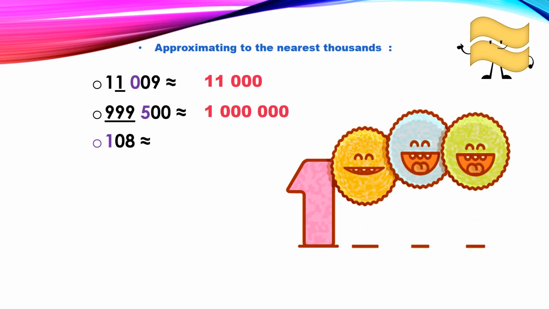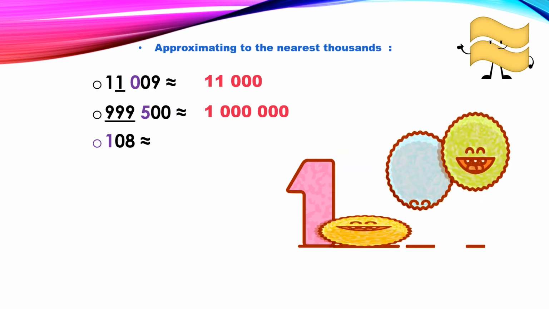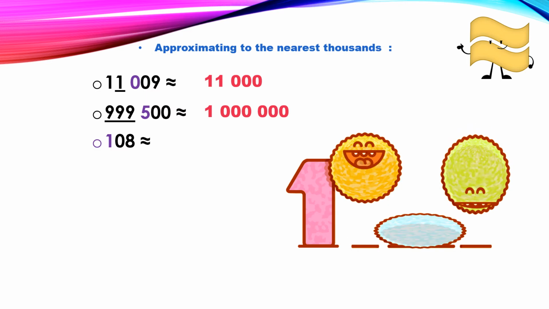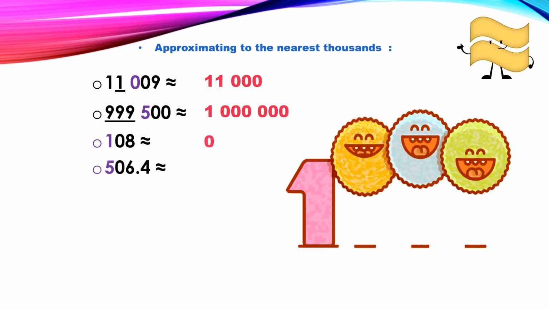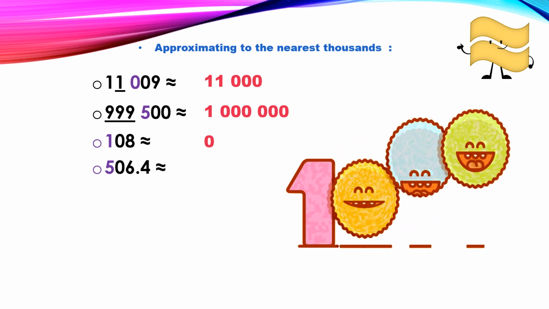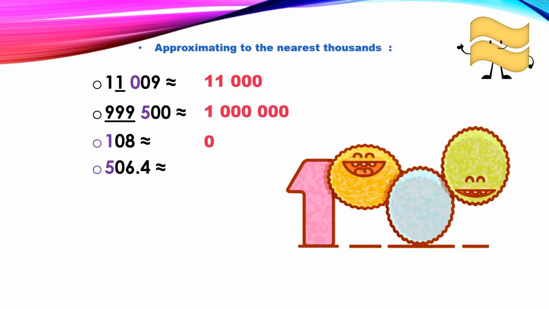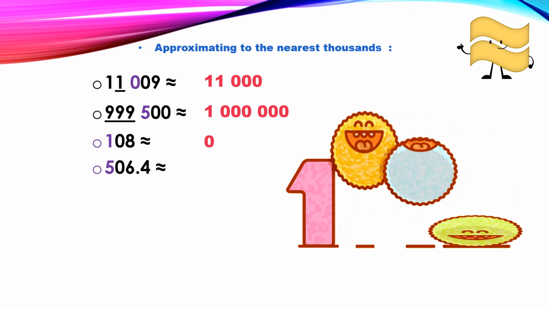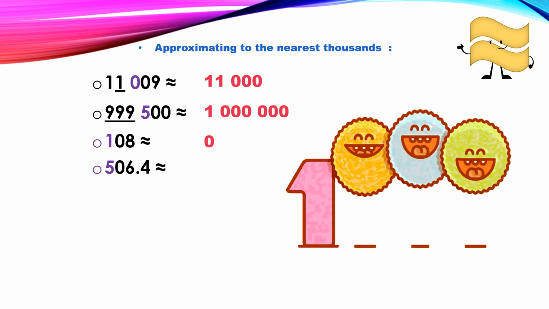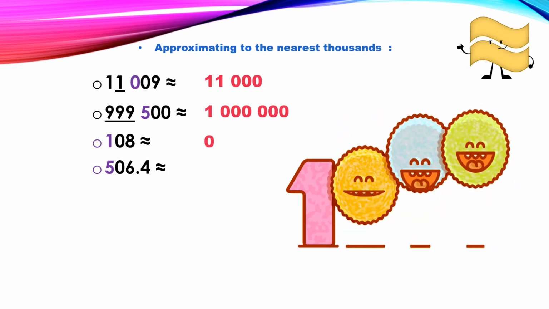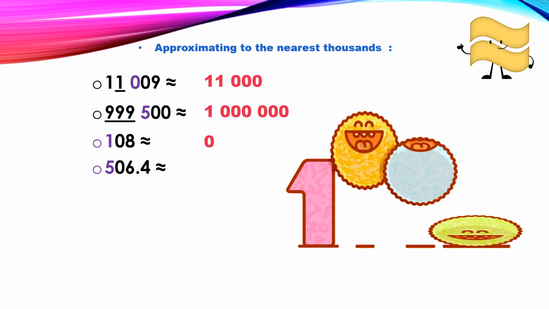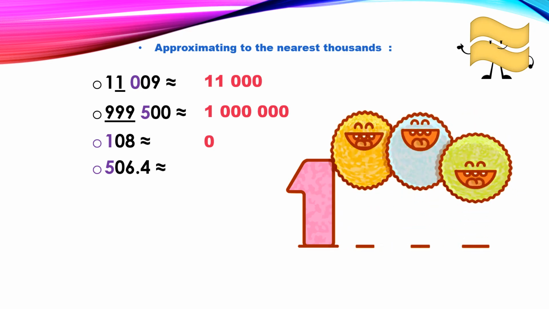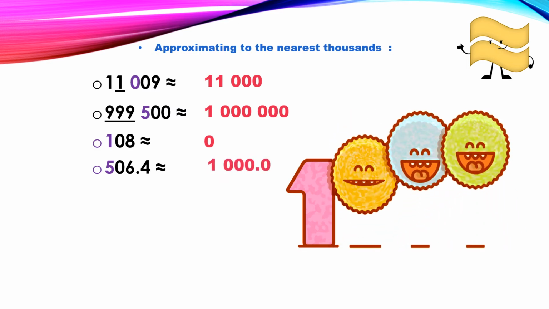108. I don't have a thousand place, but I have 100. 1. Poor or rich? It's poor, so the answer will be 0. 506 and 4 tenths. Neglect the decimal point and take the digit in the hundred place. Why? Because I don't have thousand. 5 is rich, so I will add 1 to the thousand place, so the answer will be 1000.